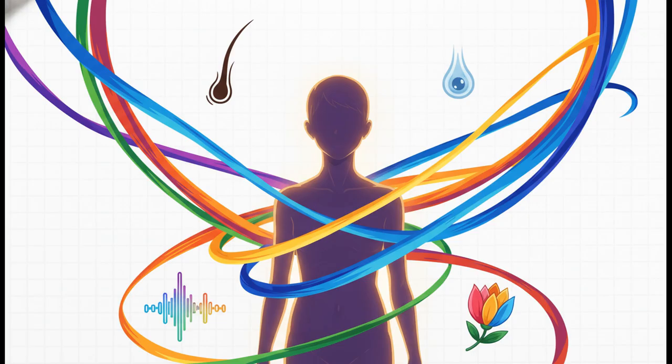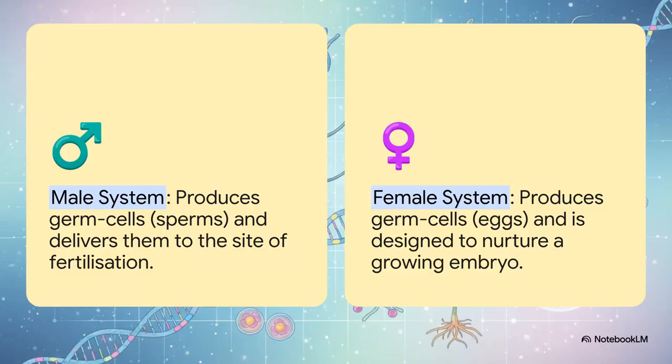Some are common for everyone, like new hair growth or oilier skin, and some are specific to either females or males, all thanks to a new rush of hormones. This whole maturation process involves two different but perfectly complementary systems. You have the male reproductive system, which is built to produce and deliver sperm, and then you have the female reproductive system, which produces eggs and is uniquely designed to receive sperm and then nurture a developing embryo.